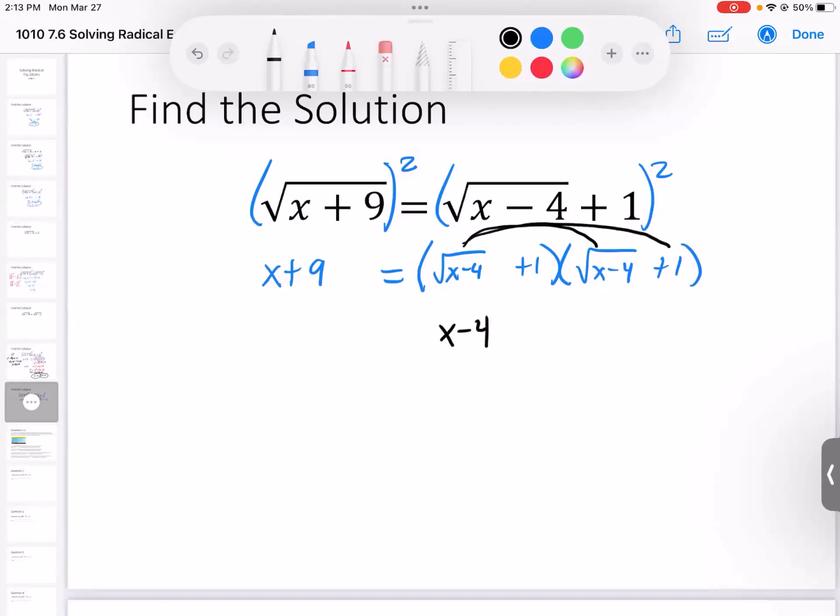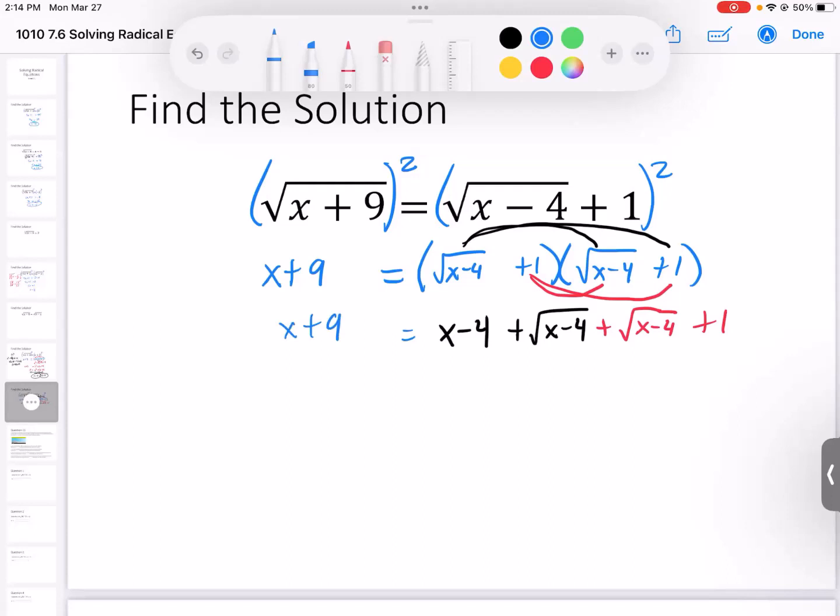Then the square root of x minus 4 times 1 will just be the square root of x minus 4. Then when you do 1 times the square root of x minus 4, you'll get another square root of x minus 4. And then 1 times 1 gives you a positive 1. Is everybody good with that? Okay, and this is all equal to x plus 9.